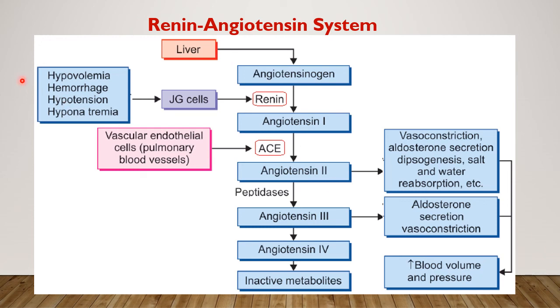As I've told, whenever there is a decreased blood pressure, this system will elevate the blood pressure. But in certain cases, like a person suffering from hypertension, where the blood pressure is high, certain drugs are given that will inhibit this system and decrease the blood pressure. Of which the most important are the drugs acting over this enzyme, drugs that will block this enzyme.